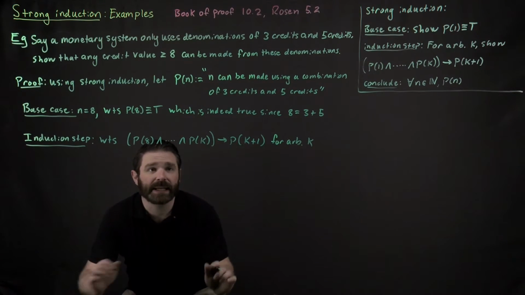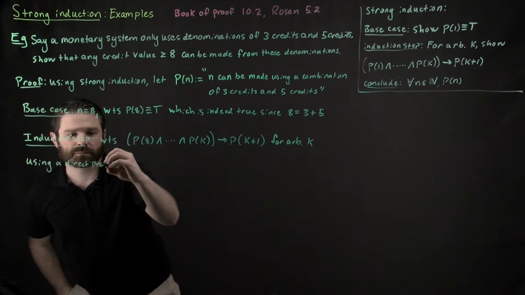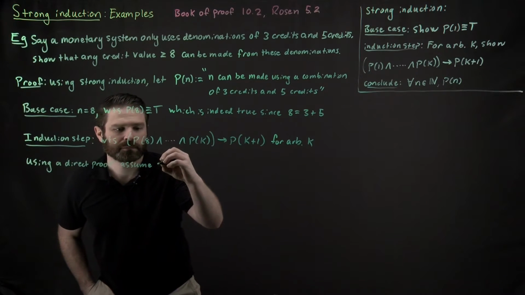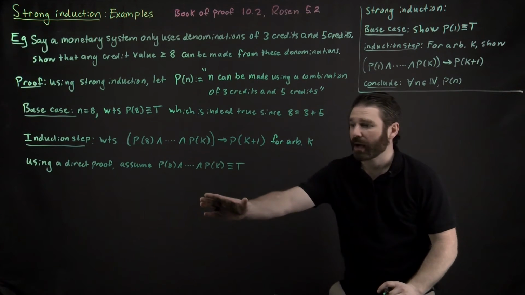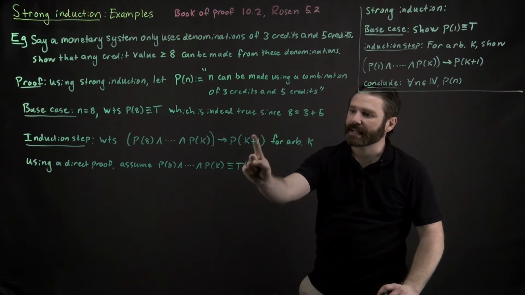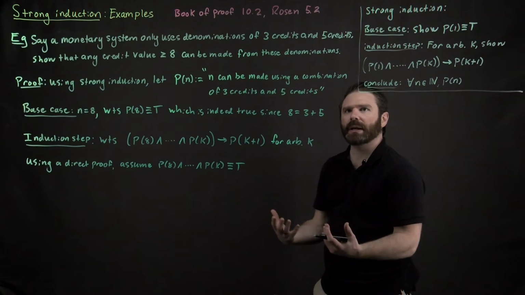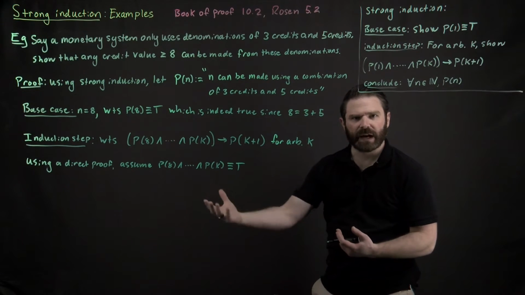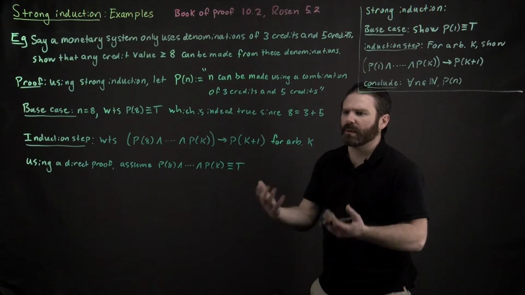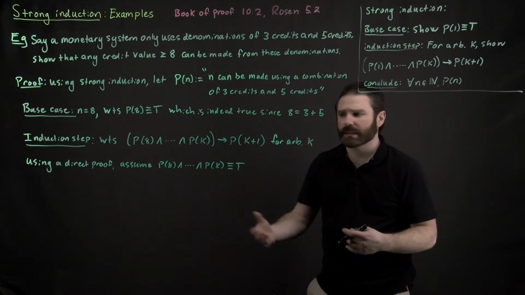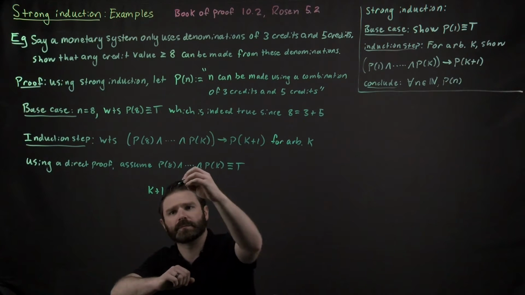So using a direct proof technique, we can assume this entire hypothesis. We assume our entire hypothesis is true, and all we want to show is that p of k plus 1 is true. And what is p of k plus 1? That means that k plus 1 can be made up using a combination of 3 credits and 5 credits. So let's go ahead and consider k plus 1 real quick. That's some credit value, and I want to show that it can be written as a combination of 5 credits and 3 credits. So if we have k plus 1, note what we can do with this.